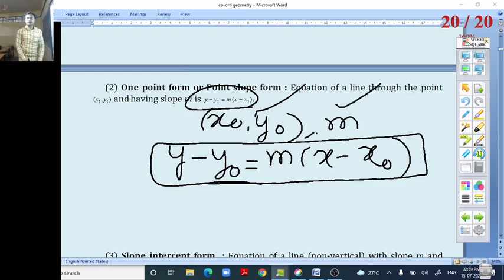So whenever one point on a line is given and the slope of the line is given, then the equation of such a line can be determined.